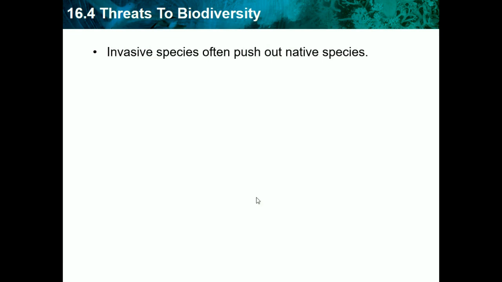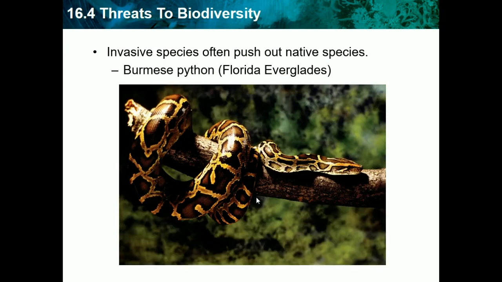So invasive species often push out native species. It increases competition among the species because we have a new species, and this invasive species often wins. The Burmese python in the Florida Everglades is a good example. This is a predator, and I'm pretty sure it was accidentally released in there by somebody who had a pet, and it eventually found another one of itself, and they started reproducing. And so there are lots of pythons in the Everglades now.